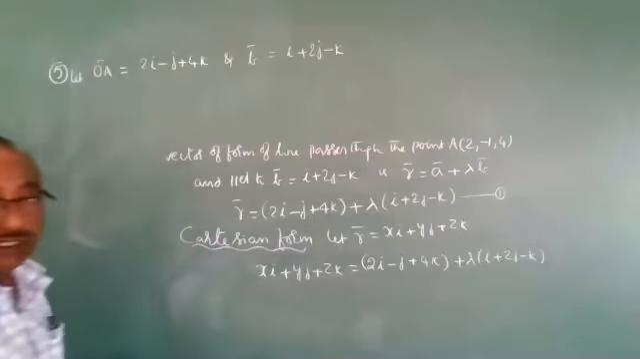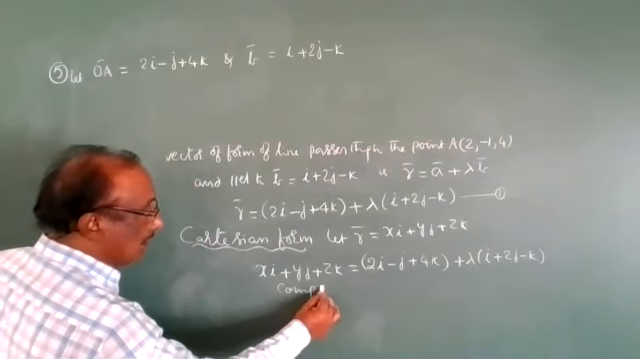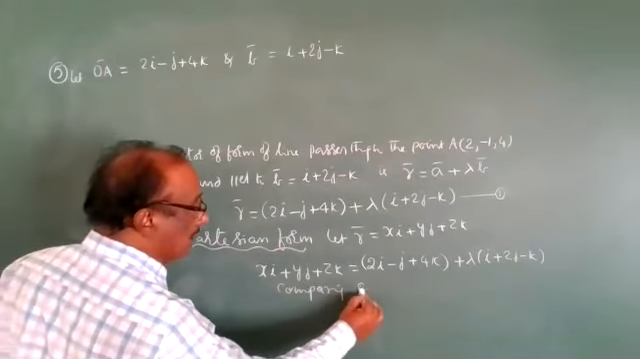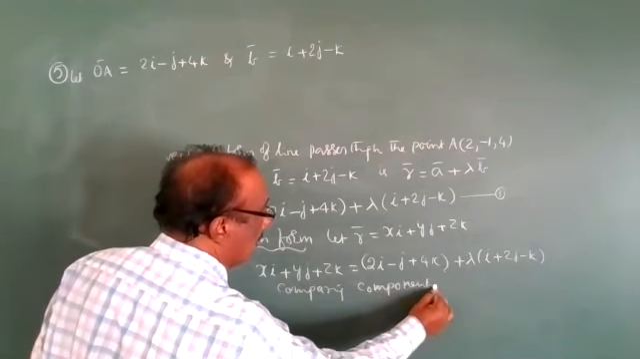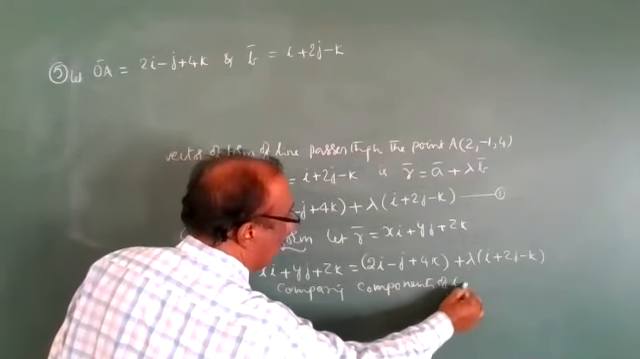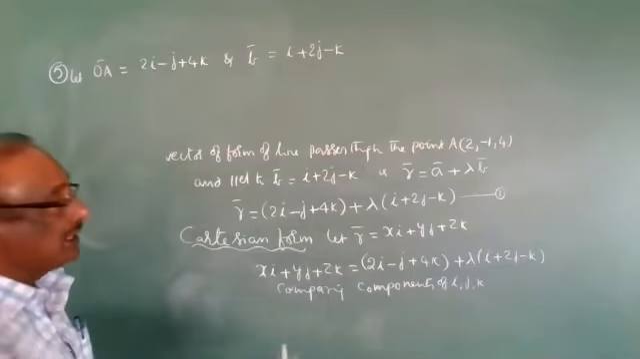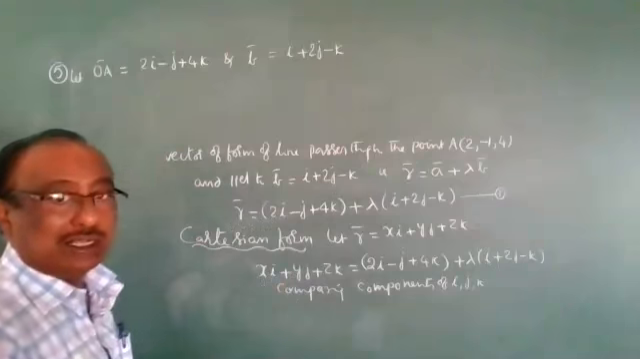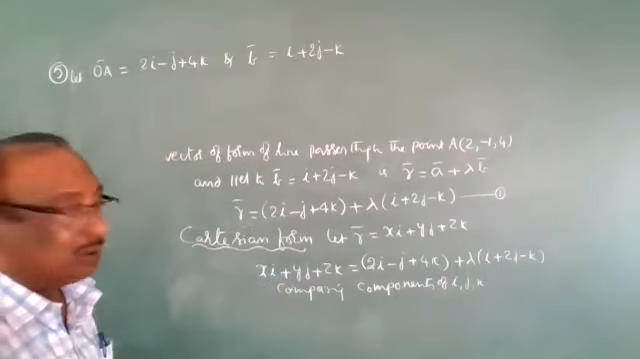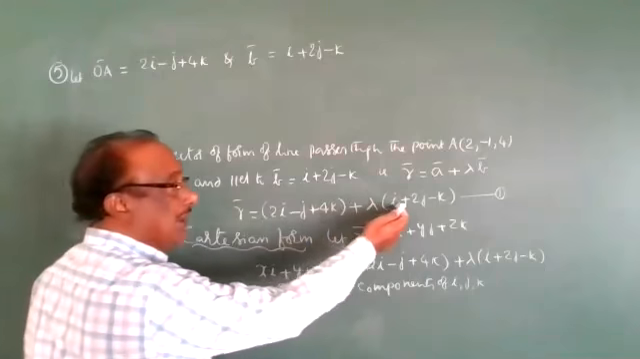Write down the components, comparing the ijk components. For the components of ijk, the direct formula should be written down. X minus x1, passing through the point 2, minus 1, 4. DRs are those of the parallel line.